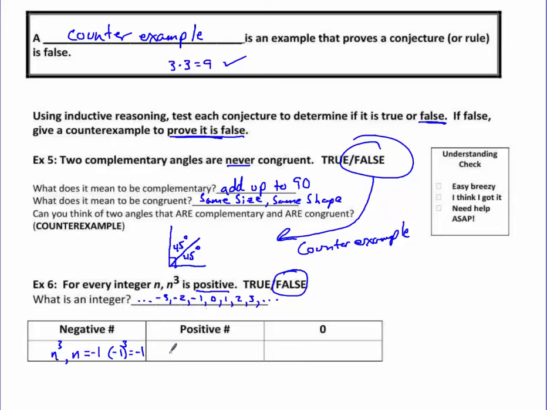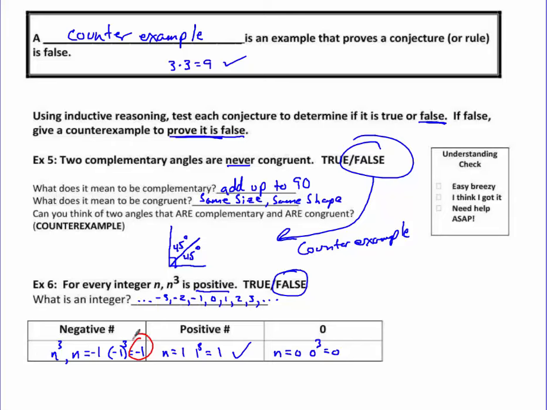Now, if we had done a positive number first, and we said n equals 1, well, 1 cubed equals 1, so that would have been good. If we would have done n equals 0, 0 cubed equals 0, is that positive or is it negative? Doesn't really matter for what we're doing because we've already proved it right here with a counterexample. So that's an example of what we're doing.